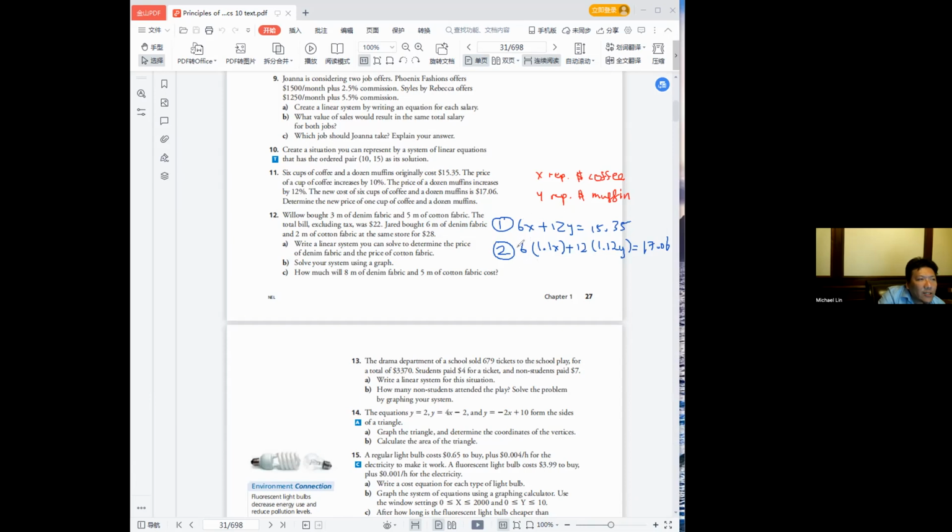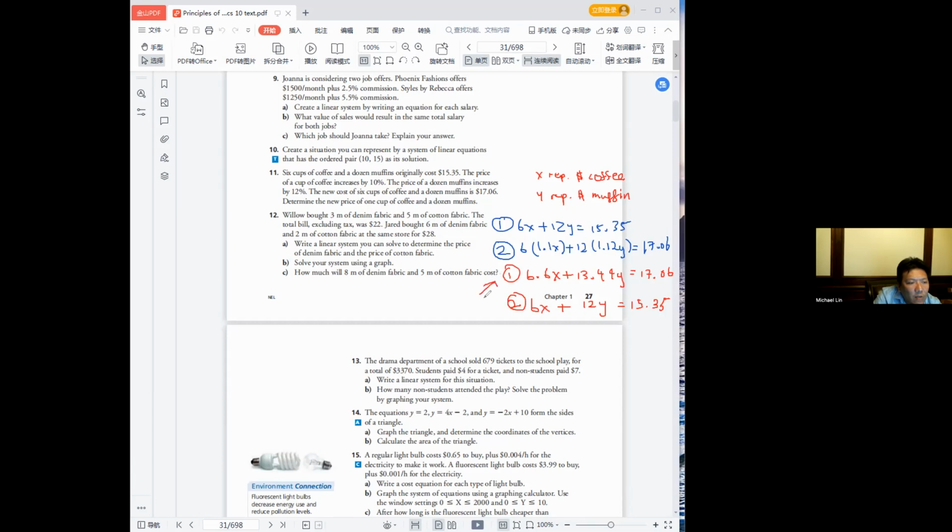So now we can simplify the second expression a little bit, and we can write that as 6.6x plus, oh boy, what's 12 times 1.12? I'm not sure what that is. 12 times 1.12 is 13.44, plus 13.44y is equal to 17.06. Okay, and then our first equation is 6x plus 12y is equal to 15.35.